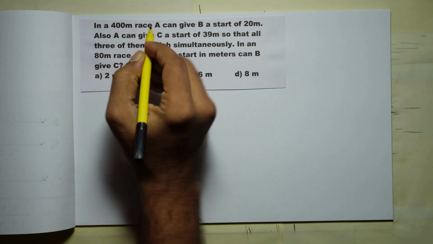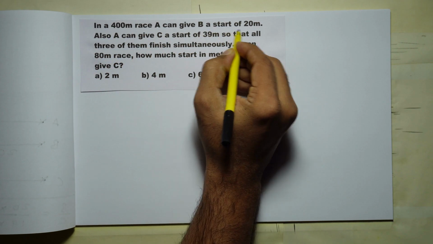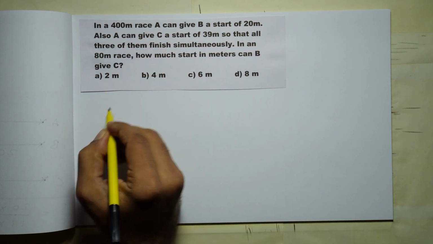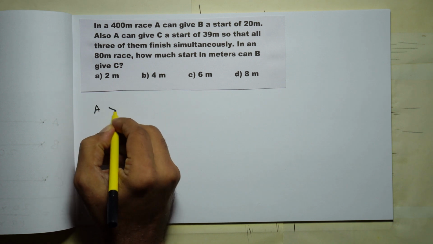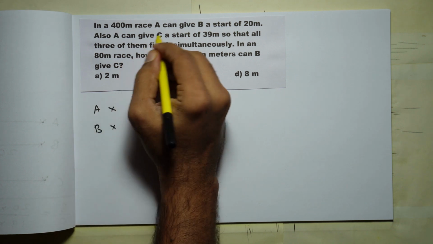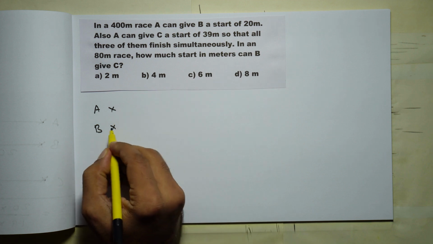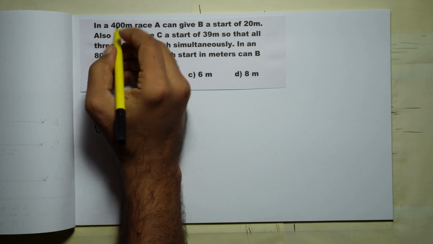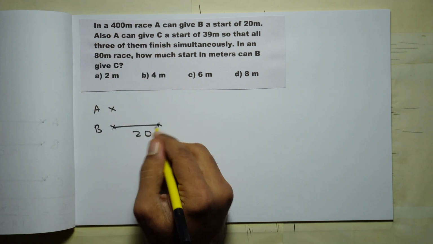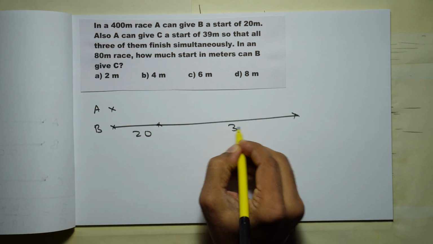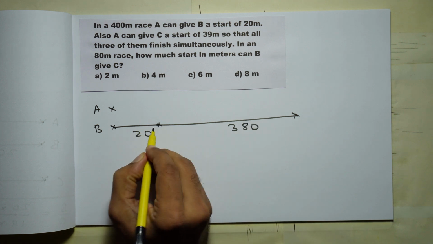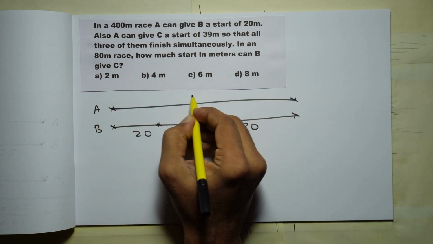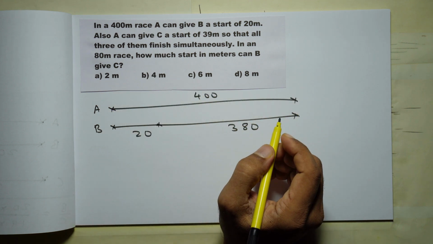In a 400-meter race, A can give B a start of 20 meters. So we'll just represent that data here. Now they are running a 400-meter race. Assume that this is the starting point. Now A can give B a start of 20 meters. So A will allow B to run for 20 meters. Altogether 400 meters, so remaining distance is 380 meters. And when B does this remaining 380 meters, A will do the full 400 and they will finish simultaneously.